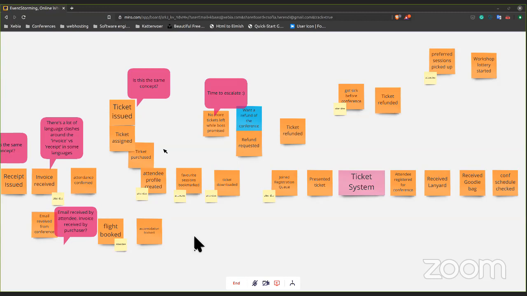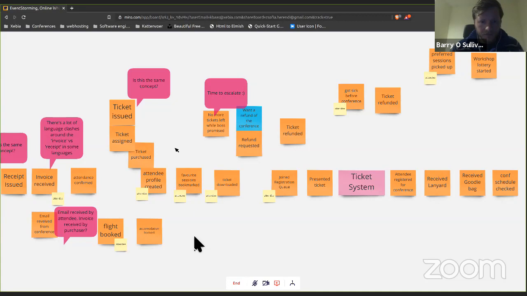Okay, so then we have favorite sessions bookmarked. So I imagine that's somebody who's proactive and is looking at the schedule well in advance and figuring out what they want to go to. And then they are also afterwards downloading their ticket. And then we have up here a valid event that could happen, which is no more tickets left while a boss promised, which is something Kenny was talking about earlier. Yeah.